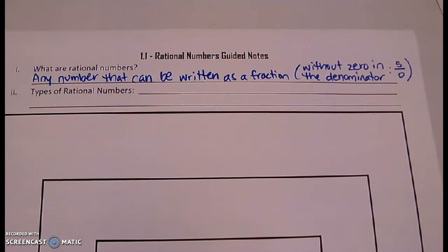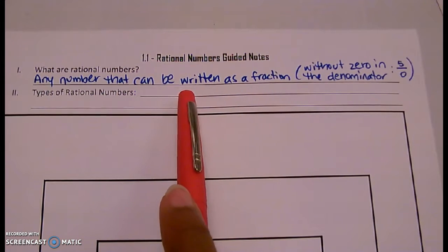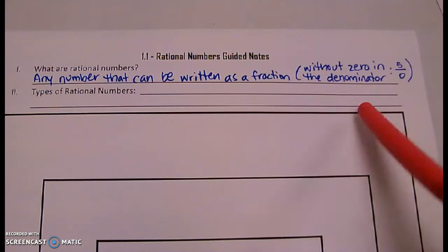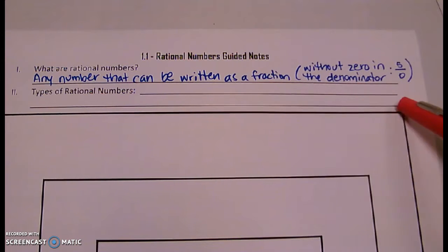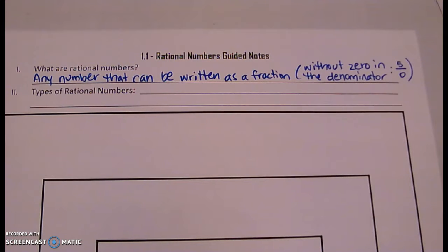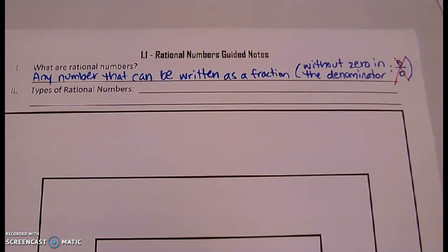The first question we're asked is, what are rational numbers? Rational numbers can be defined as any number that can be written as a fraction without zero in the denominator. For those of you who can't really remember what the word denominator means, it basically means the bottom part of the fraction. So like this. If we have a fraction with zero in the denominator, there's no way it could be a rational number.